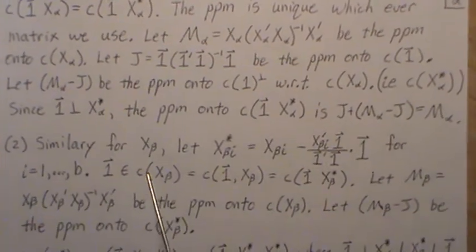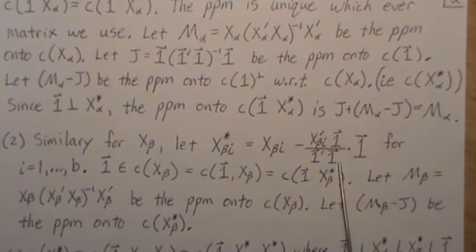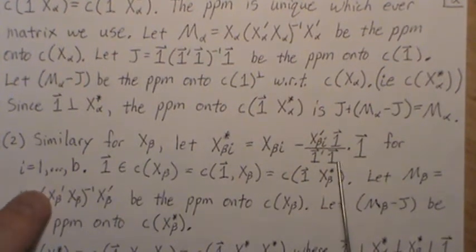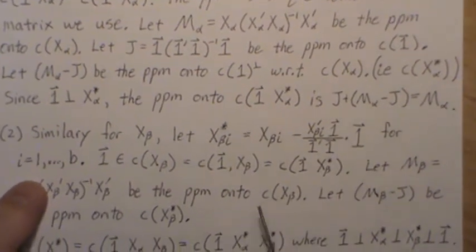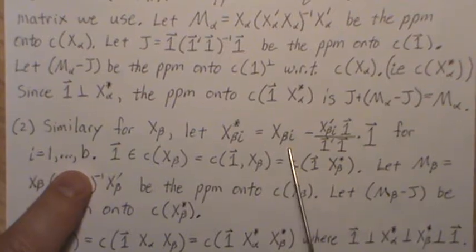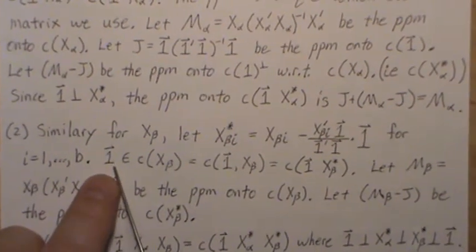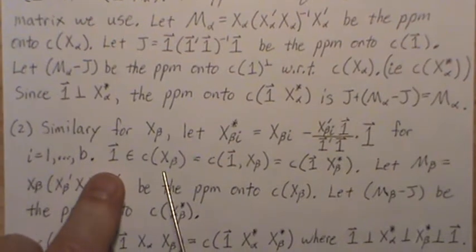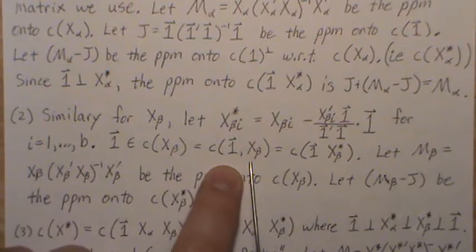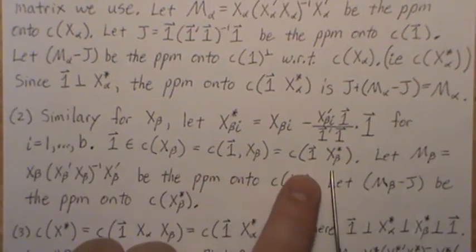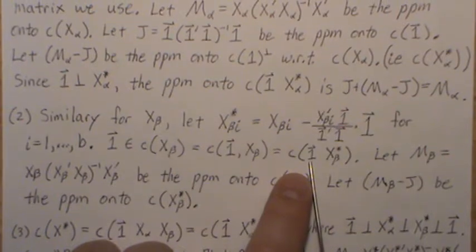Now, similarly for X beta, we're going to Gram-Schmidt it. We're going to make every column in there orthogonal to the 1 vector. And this is for i equals 1 to b. And maybe I should have used j, but it's just an index. So the 1 vector is in the column space of X beta, which is equal to this column space, which is equal to this column space where every column in here is orthogonal to 1.